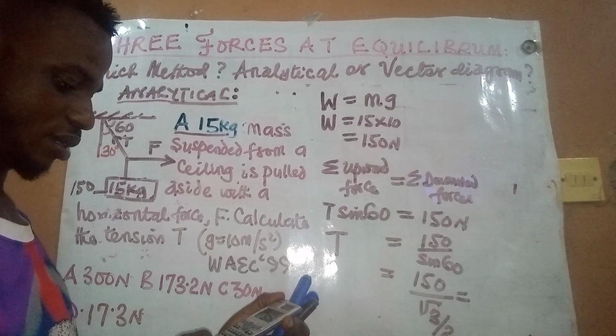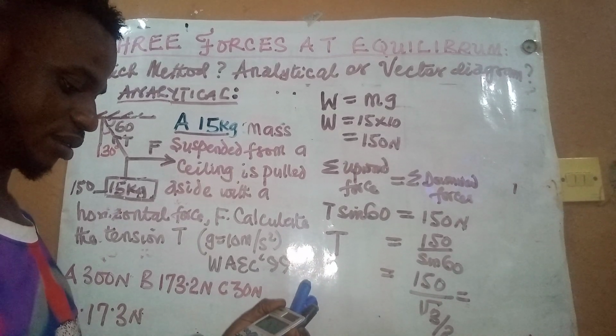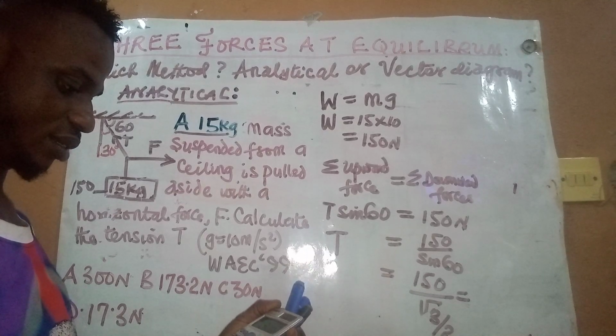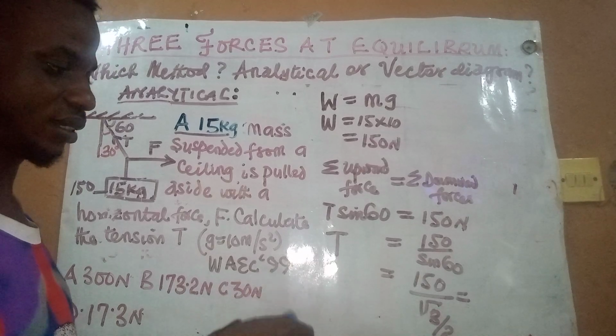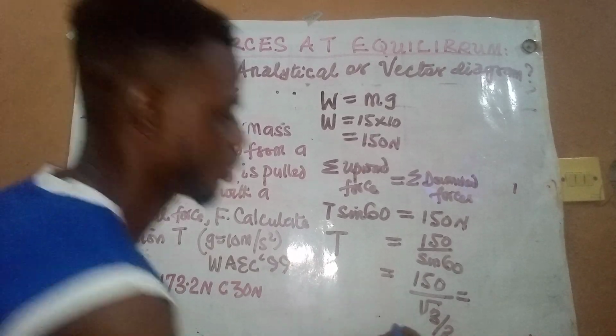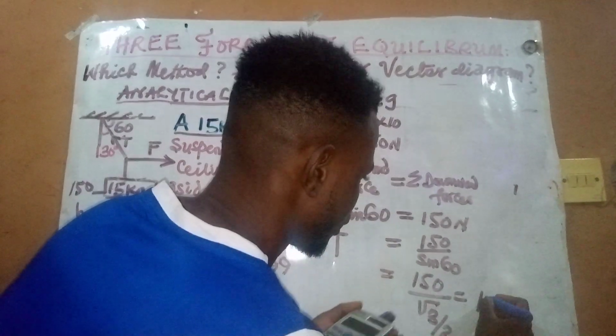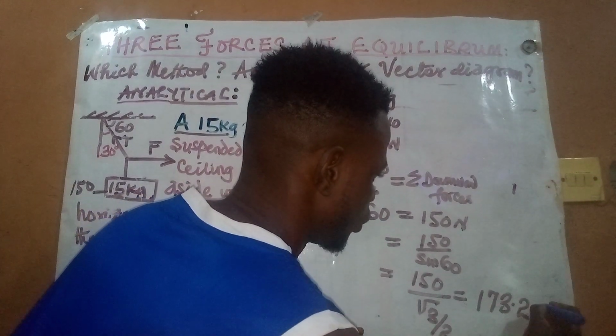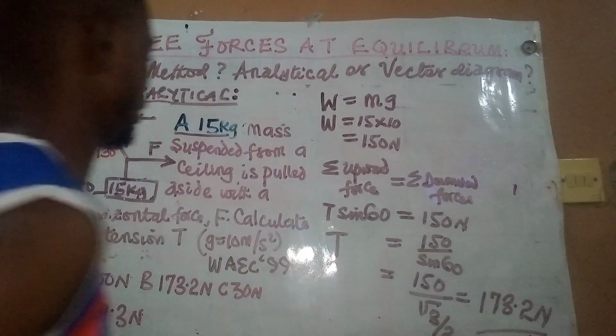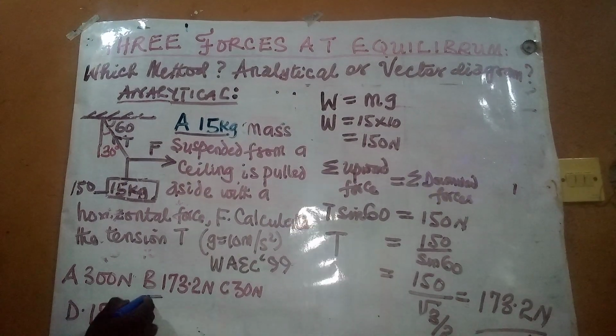150 divided by sine 60. Yes, that gives us 173.2 Newton. That is option B.